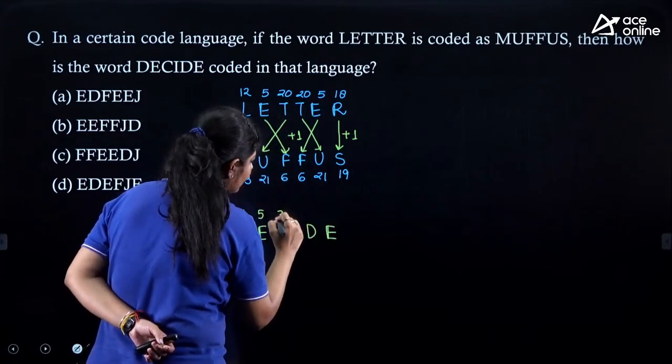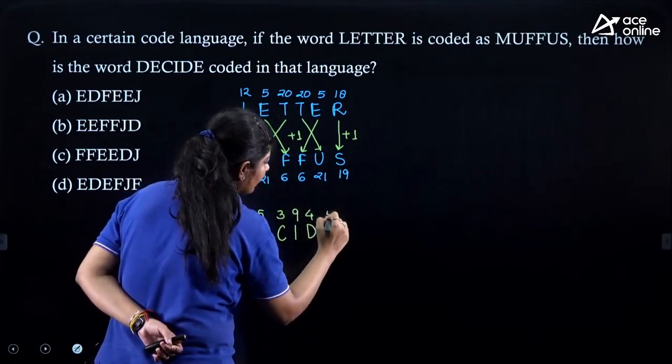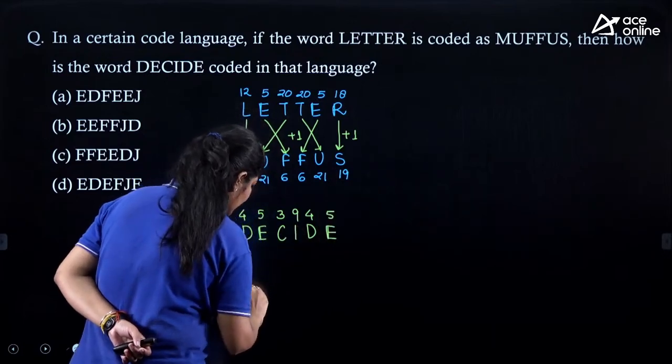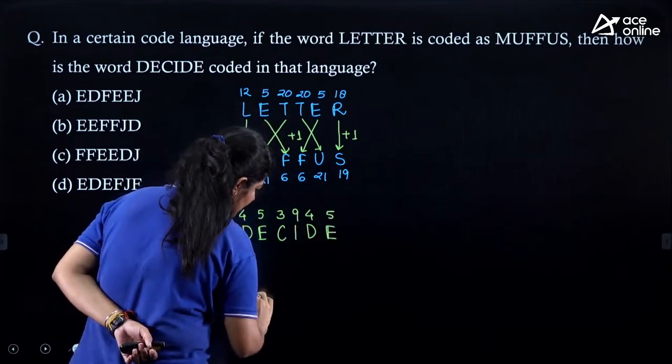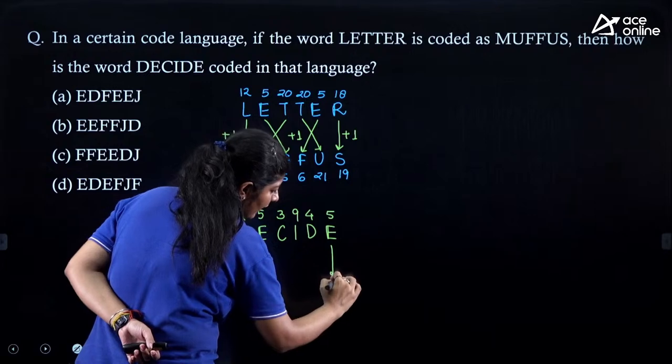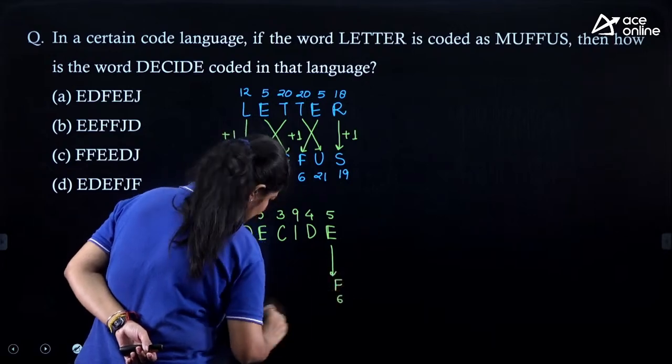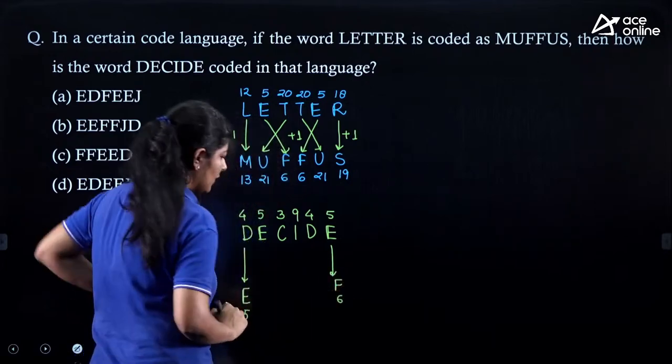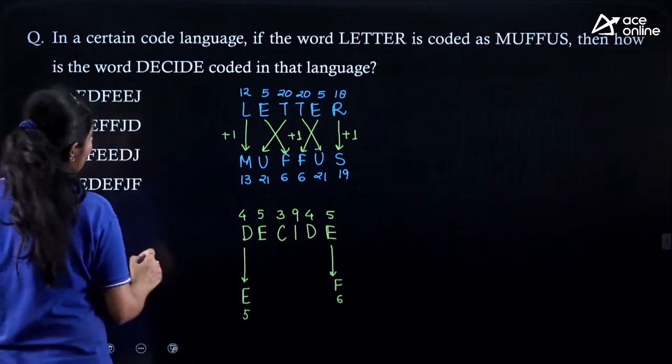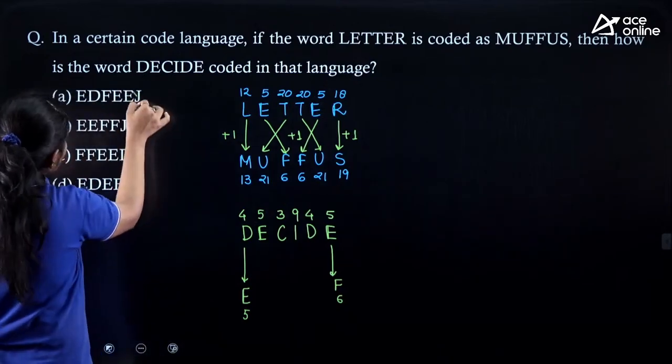Four, 5, 3, 9, 4, 5, right? Plus 1, it will become 5, that means my answer should start with E. Here 6, that means F. So my answer should start with E and end with 6, F. E, F.